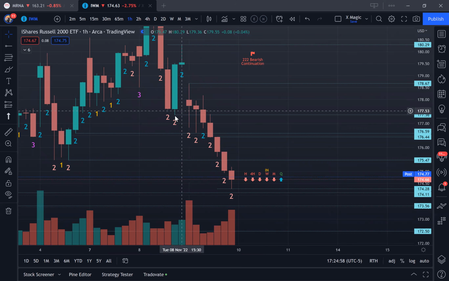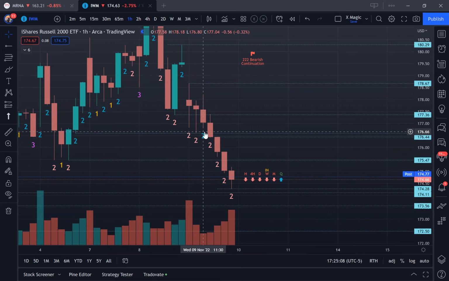We break the support from yesterday, and then the next candle they tap this support, bring it back up. They try to take it back up, fail, and where I personally would enter would be on this candle here, on this 2-2 down, off the rejection of this old support, which is now resistance.